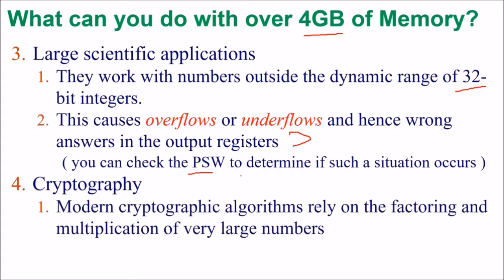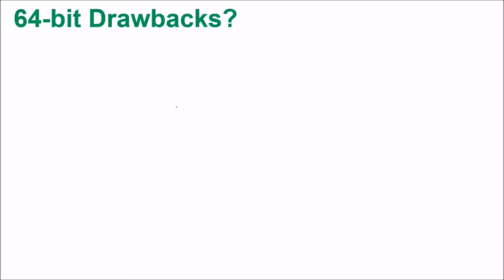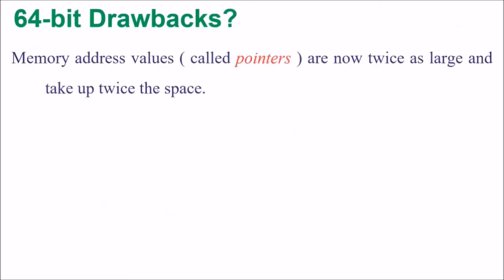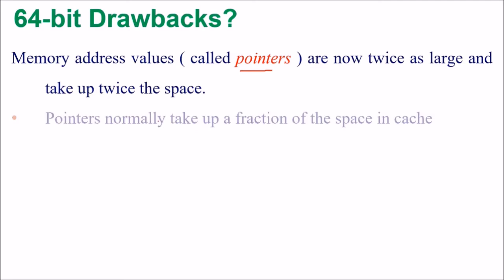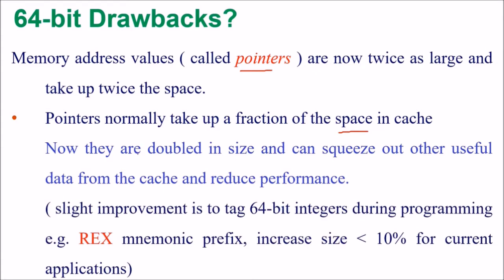In cryptography, modern algorithms rely on the factoring and multiplication of very large numbers. The larger the number, the more secure the encryption. But now the drawbacks, the disadvantages. Memory address values, which we call pointers, are now twice as large and take up twice the space. The pointers normally take up a fraction of the space in the cache. Now they are doubled in size and can squeeze out other useful data from the cache and may reduce performance.